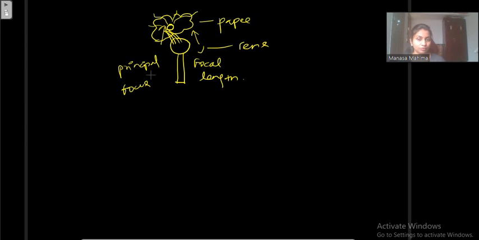So, this is the focal length and this is principal focus. How did you get the principal focus? By merging all the rays at one point. After refraction, by merging all the rays at one point, we will get one point. Now that point we will call as principal focus. Okay, and this is about principal focus and focal length.